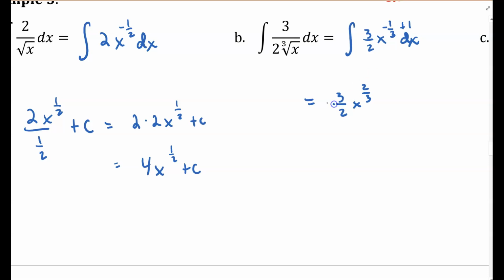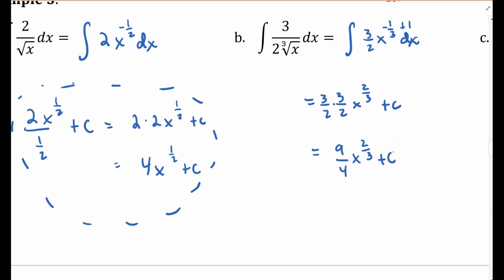And I'm going to divide by 2/3, which ends up being multiplying by the reciprocal, which is 3/2. So that's the way I like to do it. Rather than dividing by a fraction, I just multiply by the reciprocal outright. And that seems to be cleaner than doing kind of this step over here. So we have 9/4 x to the power of 2/3 plus a constant.